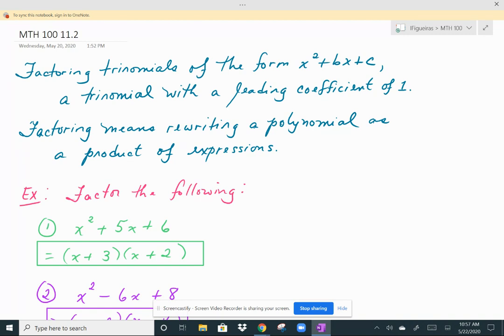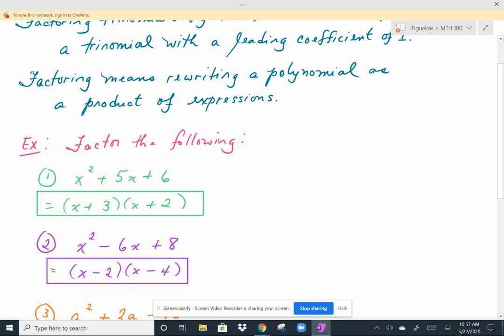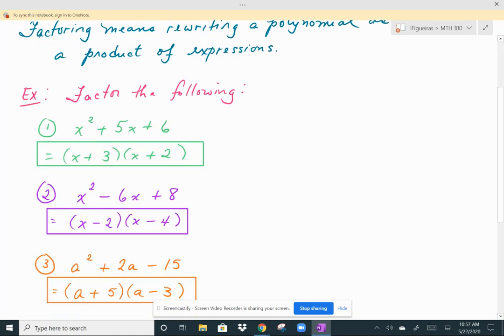So here's our first example. We want to factor x squared plus 5x plus 6. So what you're looking for is two numbers that give you a product of 6, but when you add them, you get 5. So what are different ways to get 6 with products? You can do 1 and 6, or you can do 2 and 3. Now, which of these add up to 5?